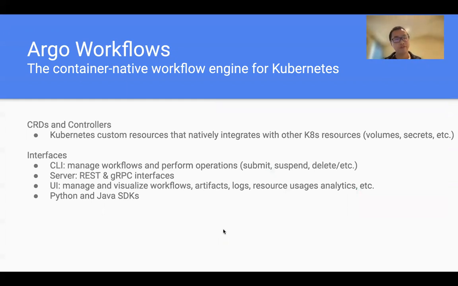Argo Workflows contains a set of CRDs and controllers that are Kubernetes native. CRDs are Kubernetes custom resources, for example, that natively integrate with other Kubernetes resources, such as volumes and secrets, and so on. And Argo Workflows provides interfaces such as CLI, server, UI, as well as Python and Java SDKs.